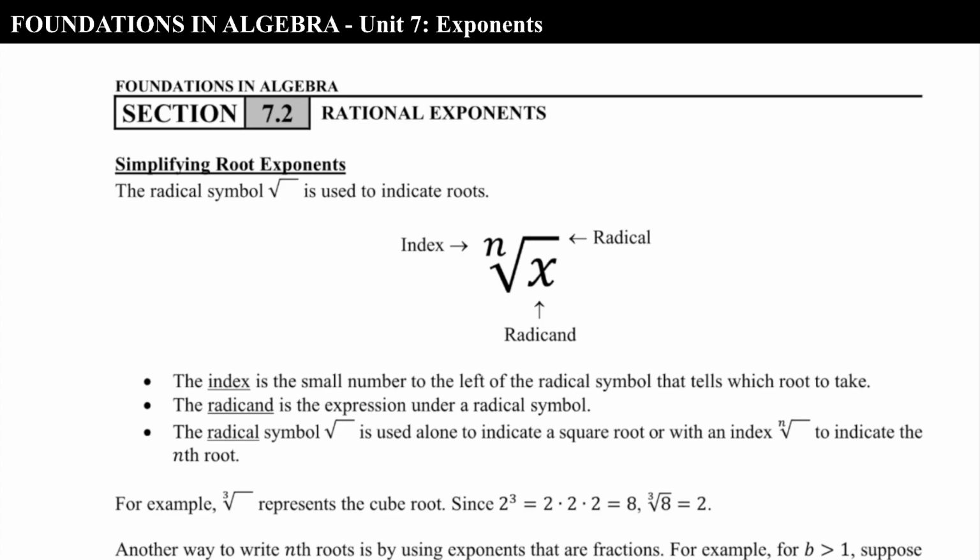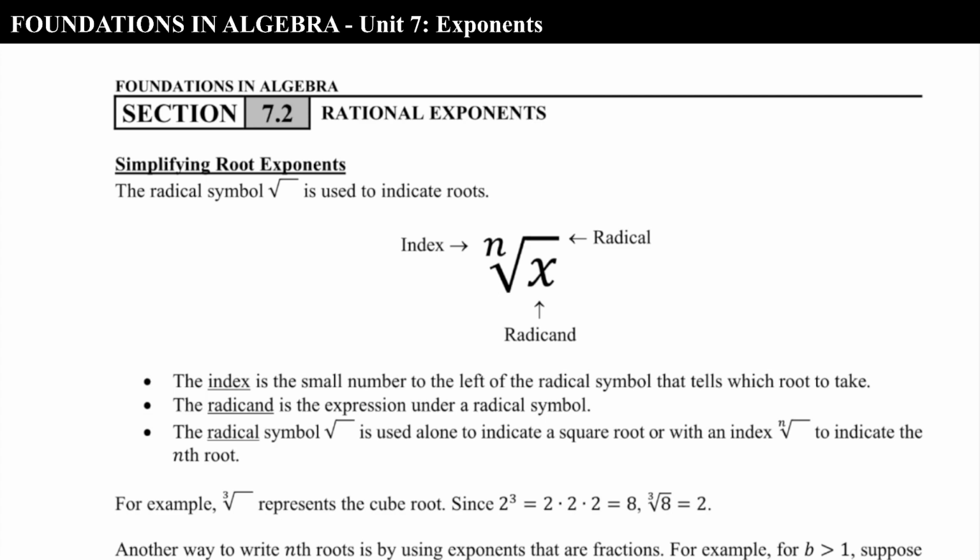Hello and welcome to the Unit 7 Section 2 video on rational exponents. So in the last section we talked all about exponents and how you can work with them. Now we're going to take a look at what if the exponents were fractions? And that's going to be related to roots.